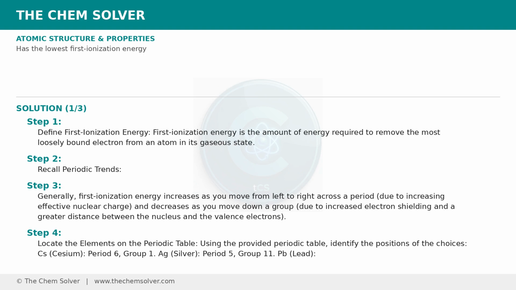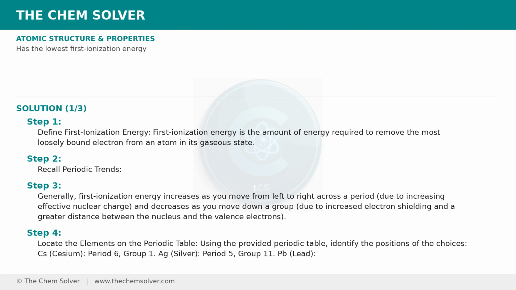Define first ionization energy. First ionization energy is the amount of energy required to remove the most loosely bound electron from an atom in its gaseous state. Recall periodic trends. Generally, first ionization energy increases as you move from left to right across a period, due to increasing effective nuclear charge, and decreases as you move down a group, due to increased electron shielding and a greater distance between the nucleus and the valence electrons.